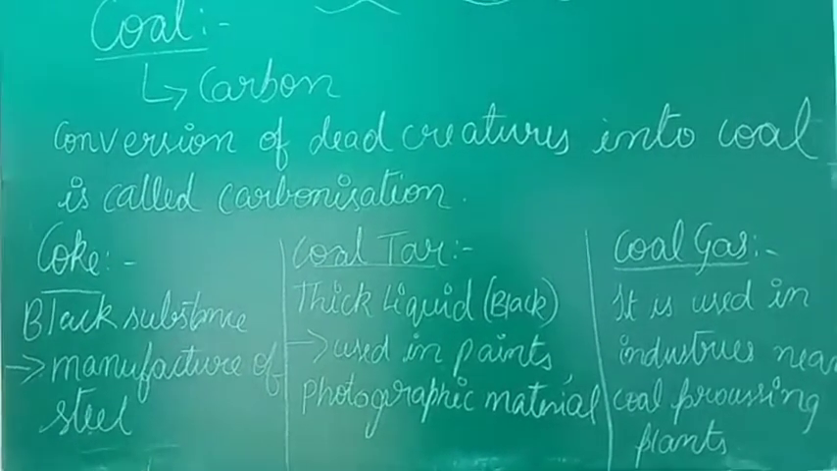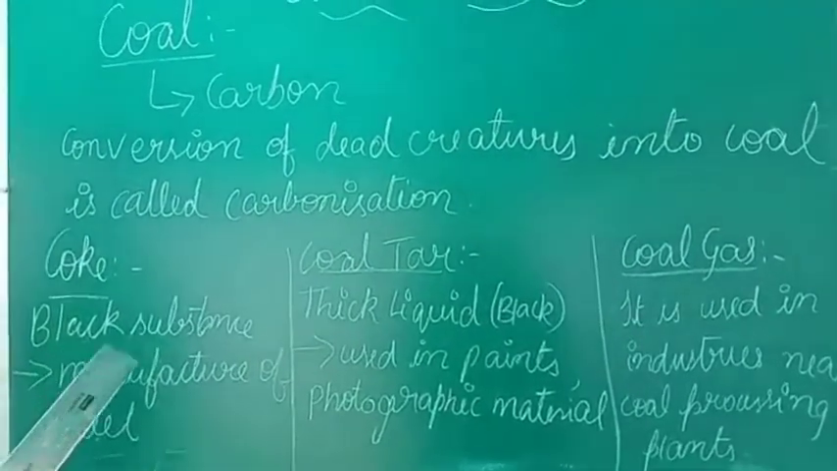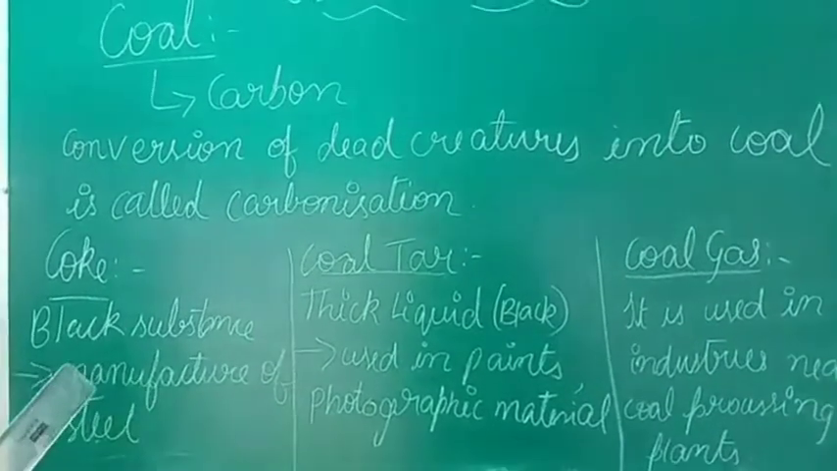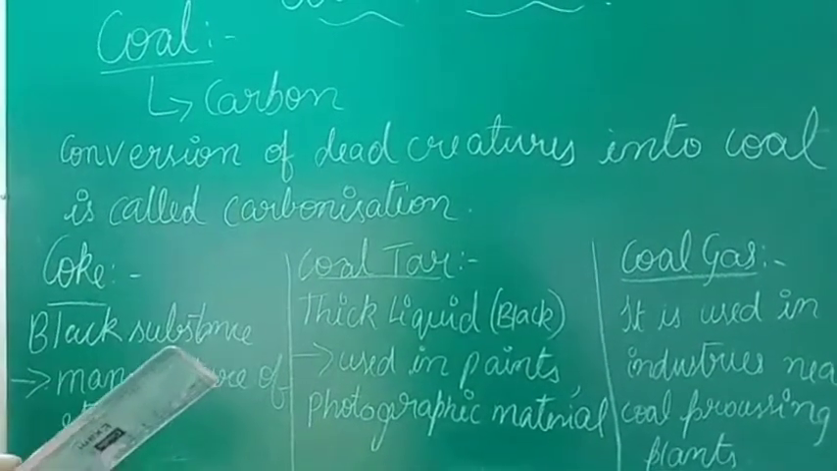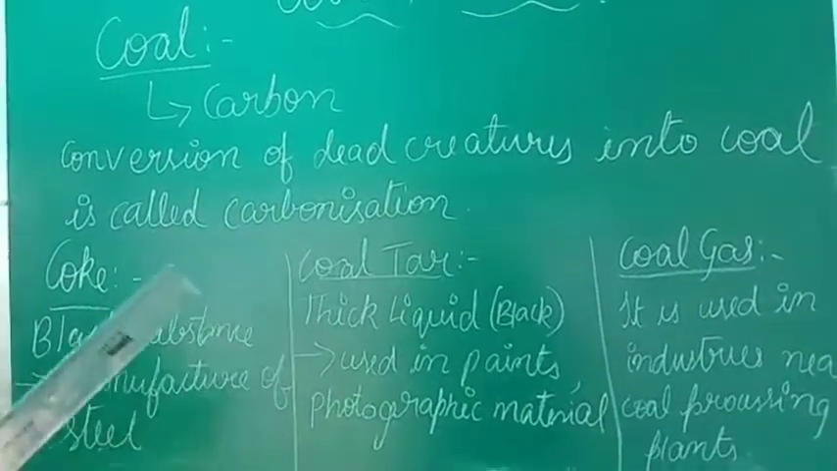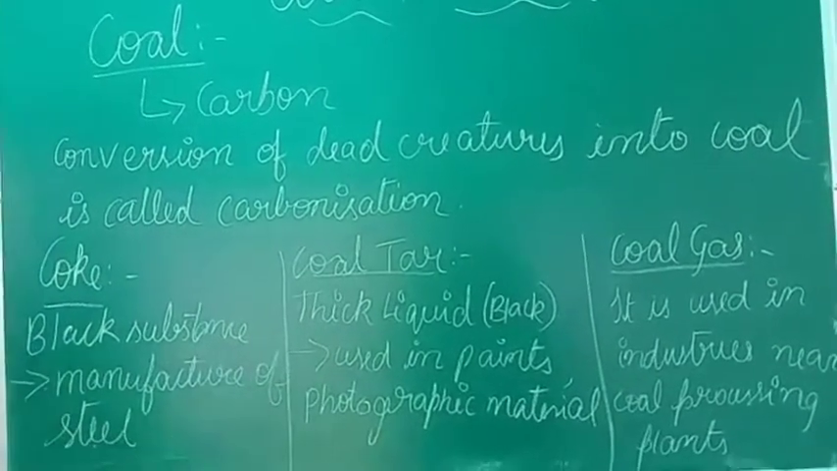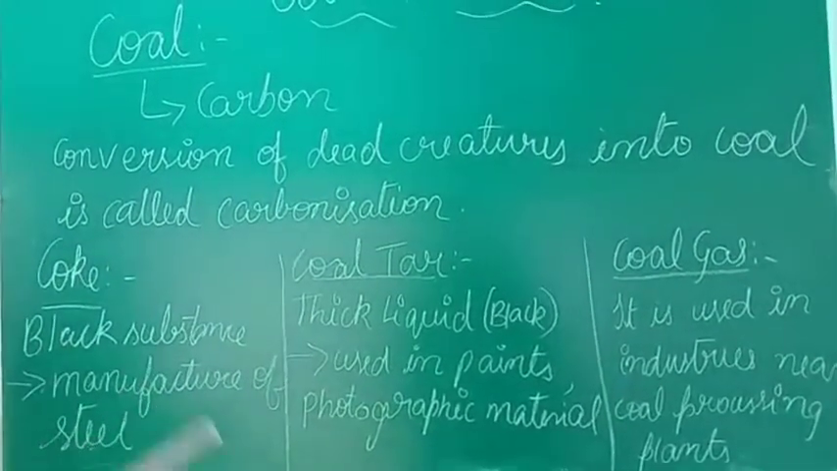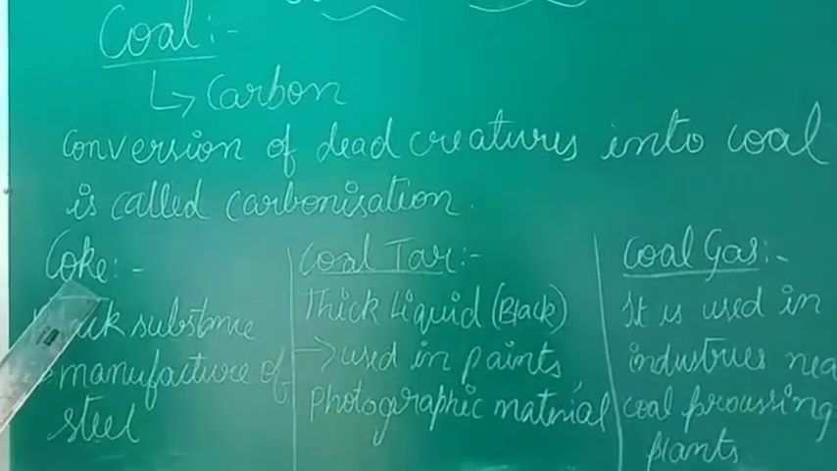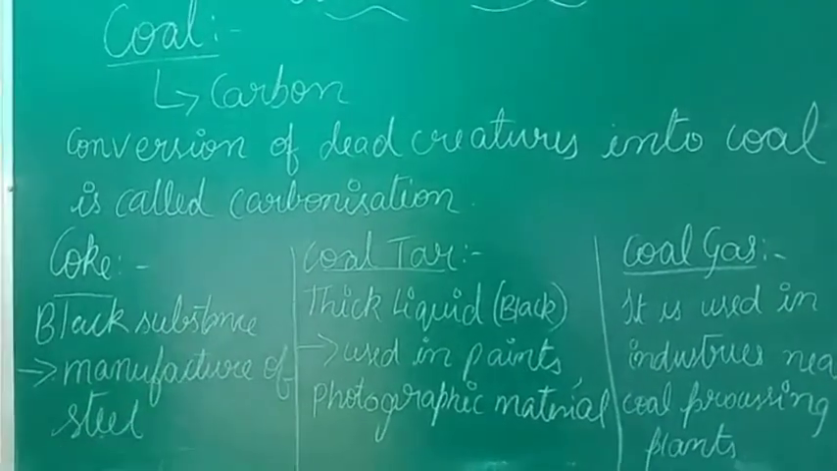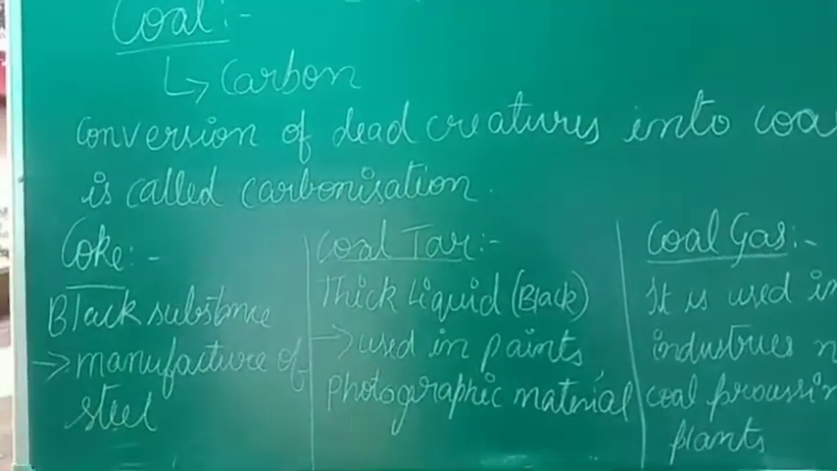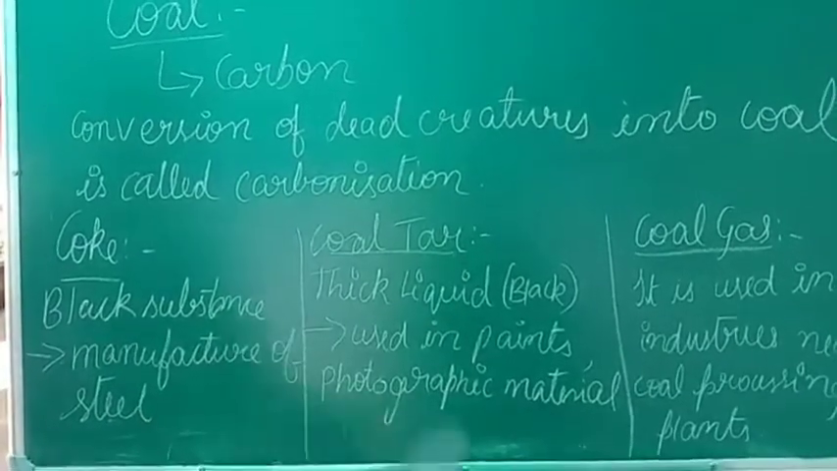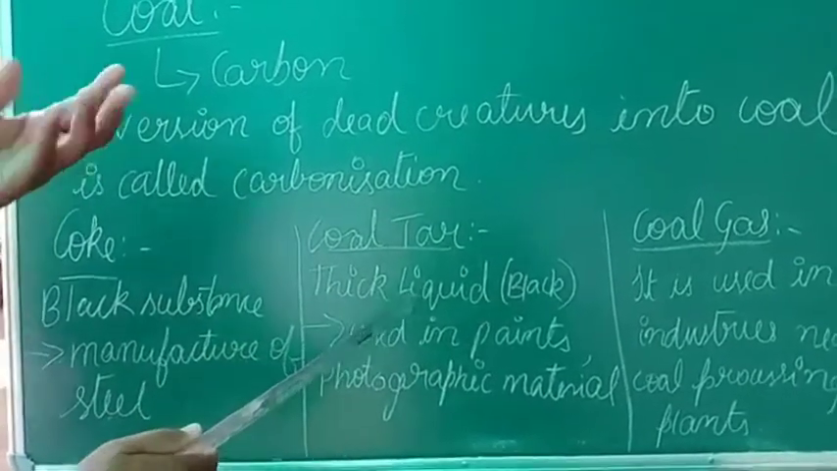Where do they use coke? Specially it is used in the manufacture of steel. Steel, we use steel in our home, right? We use steel vessels and other steel substances. For the manufacture of steel, the main element used is coke. So this is about coke. Next comes coal tar. Coal tar is also black in color, but it is a liquid-like content.